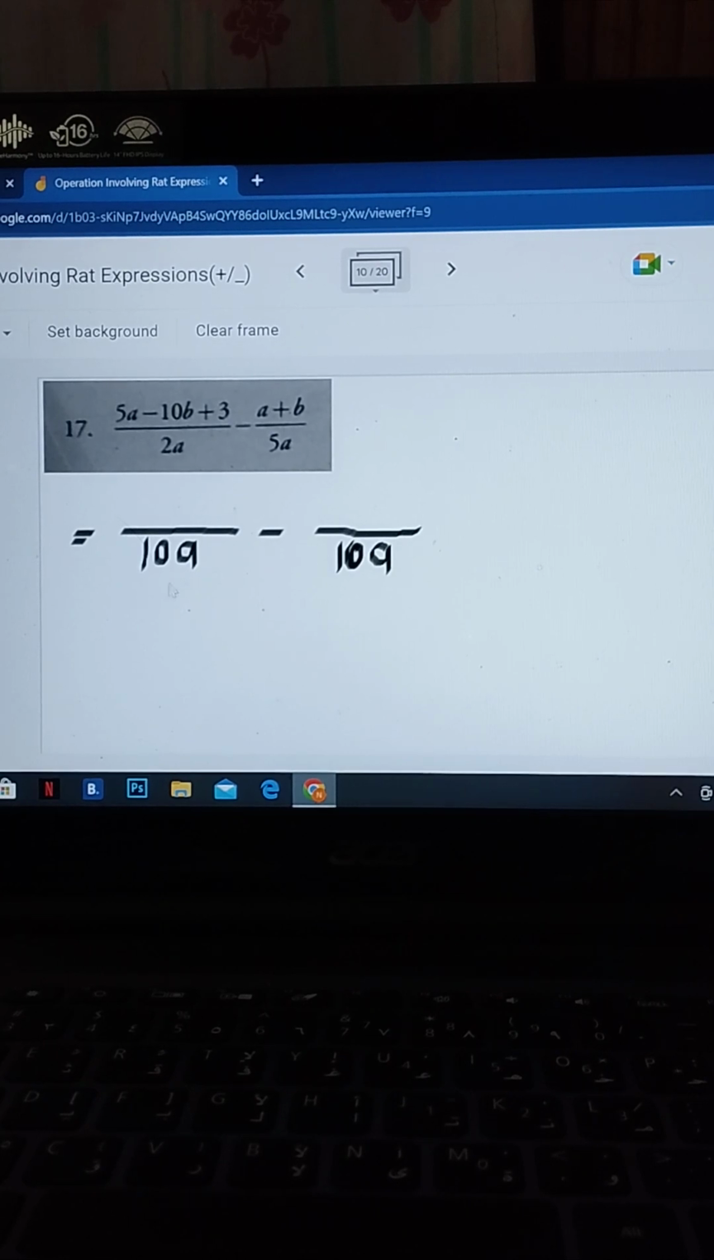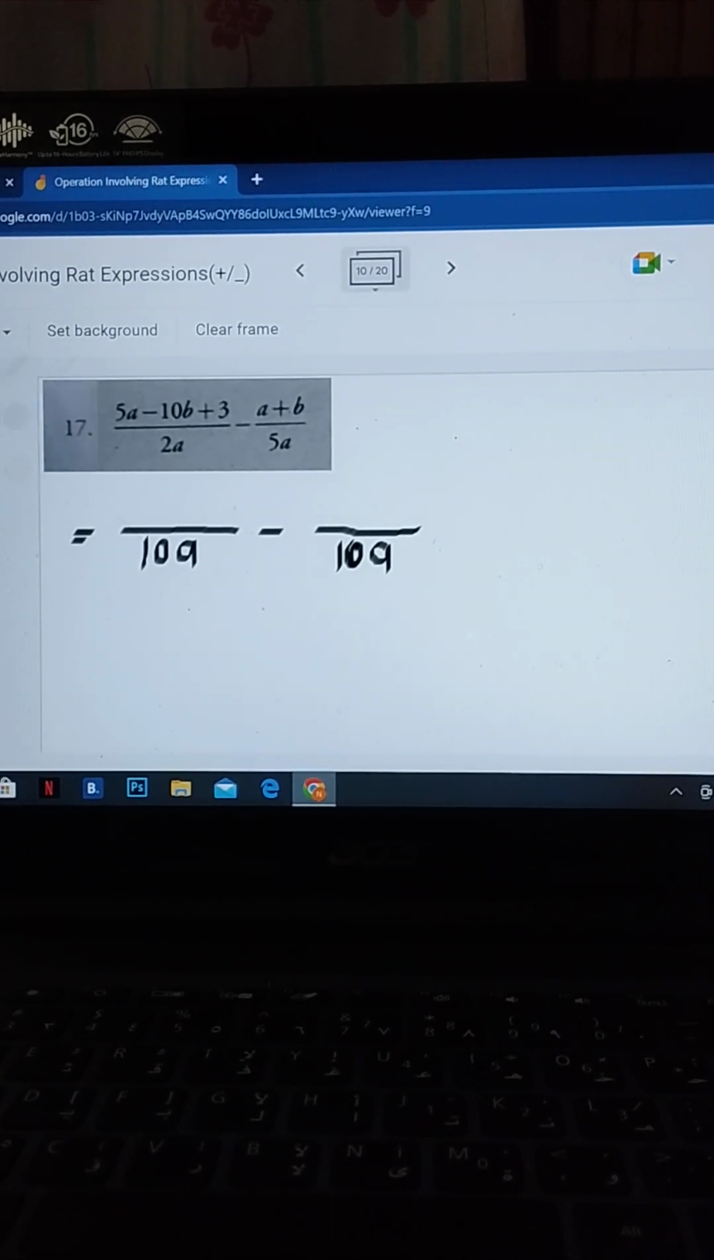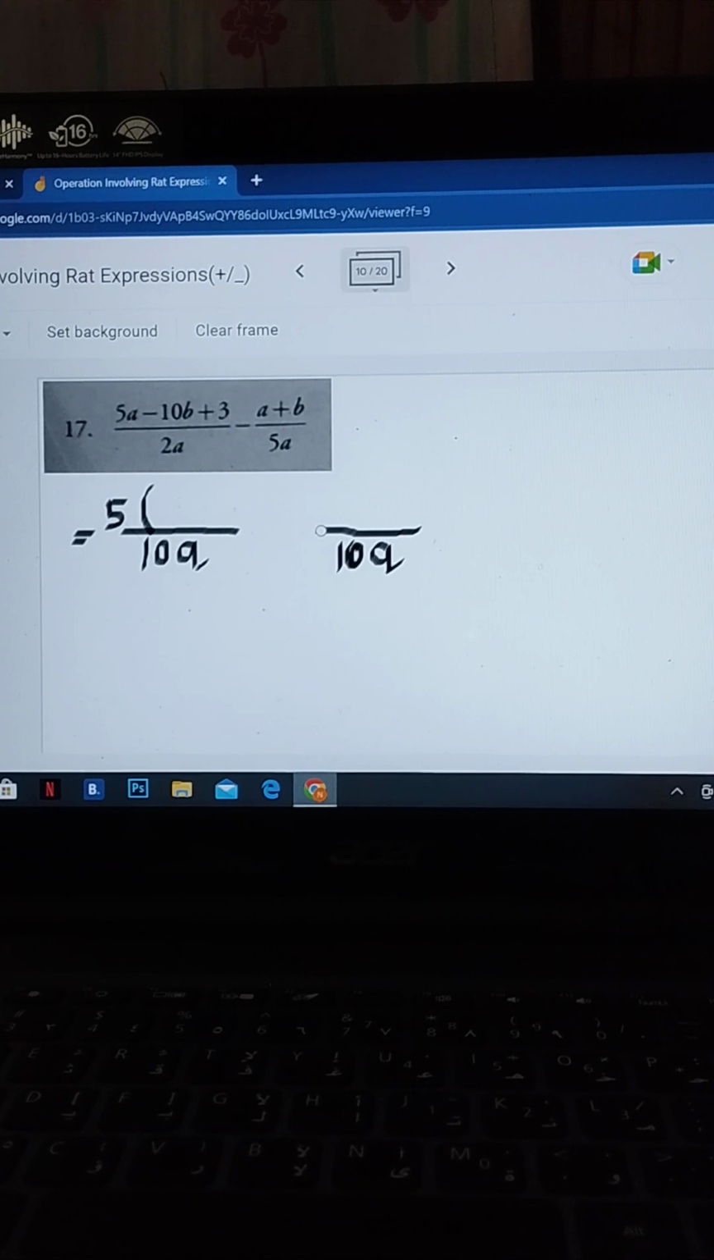Number 17. So the LCD of 2a and 5a is 10a. So 10a divided by 2a is equal to 5. So 5 times, you distribute the 5 to 5a minus 10b plus 3. So 5a minus 10b plus 3.